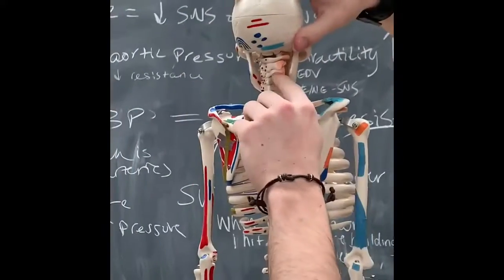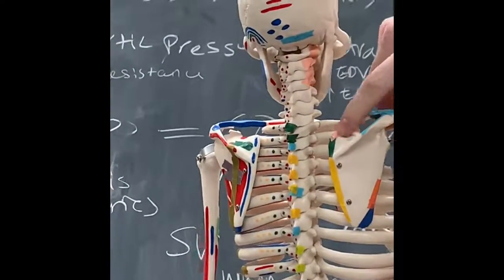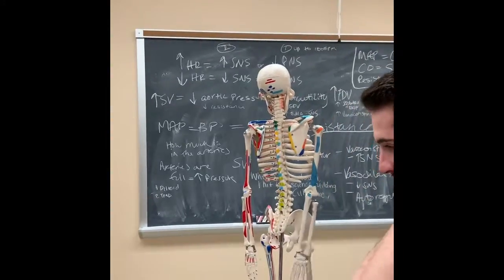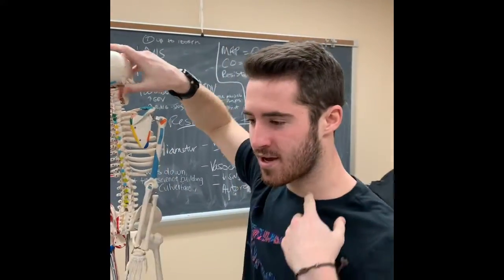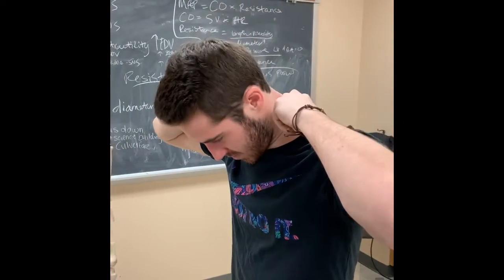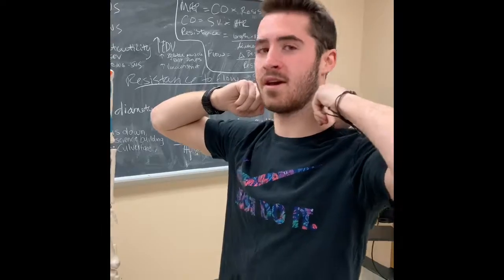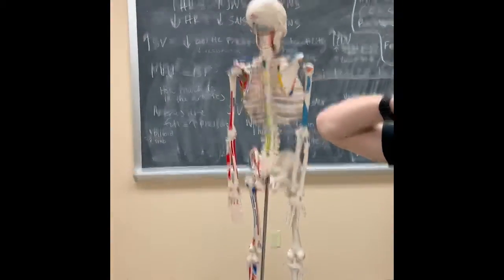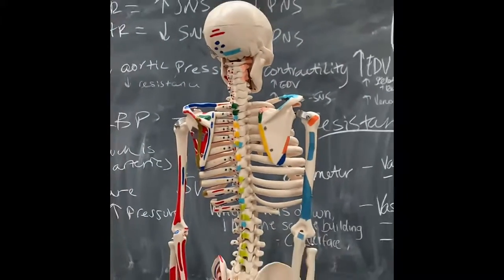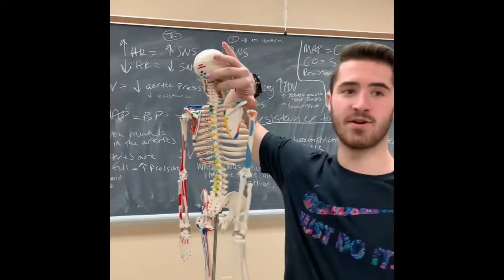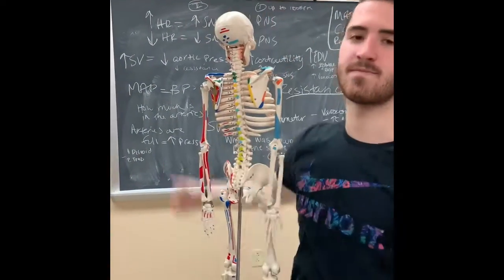Right here is the levator scapula. The origin's right here, insertion's right here. If you're looking at my neck, because this one you can't really see it, bilaterally what it does is it extends, so it goes forward and back. Unilaterally it rotates. It also laterally flexes and downwardly rotates, and then there's elevation.